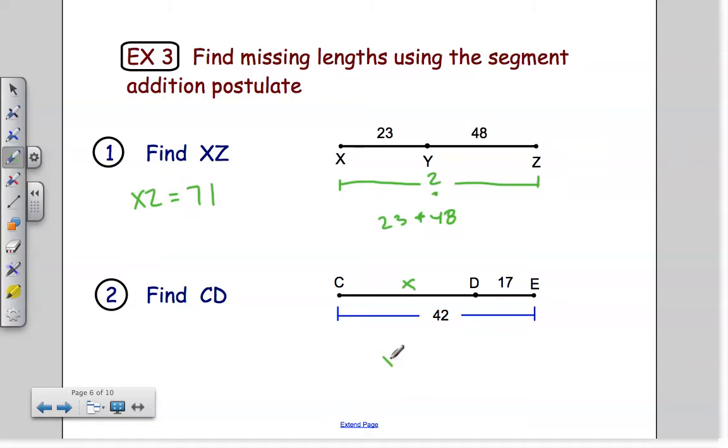You could write out something and say, well, I don't know X. I don't know the distance from C to D, but I know that if I add X and 17 together, I would get 42. If I add these two parts, I get the full thing. That's what segment addition says. You add two parts of a segment together that are next to each other, and you get the full segment. But of course, you would just subtract 17 from 42 and get your length of CD there. And so we get CD is 25. Again, when you're talking about lengths, you don't put the segment symbol above it. CD is 25, because 25 plus 17 would give me 42 for the entire segment.